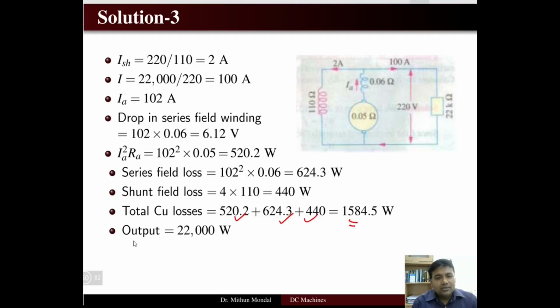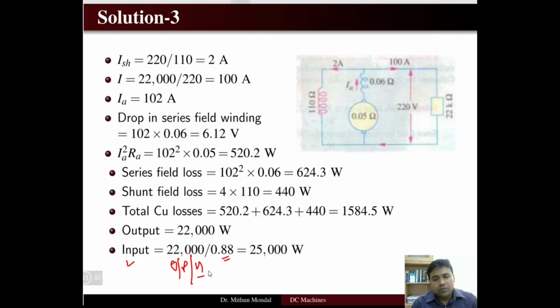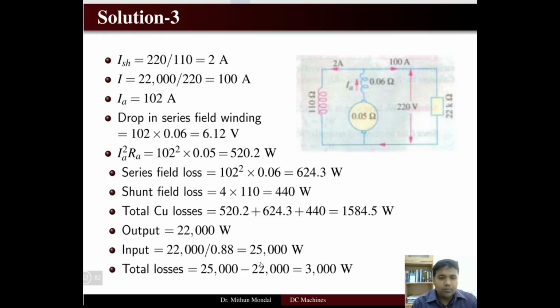Then the output power, that is across the load, is already given to be 22 kilowatt. So it is 22,000 watt. Then input you can compute as the output power divided by the efficiency of the machine. So efficiency is given to be 88%. So please put 0.88, converting the percentage to the fraction. So you are getting 25,000 watt as the input power.